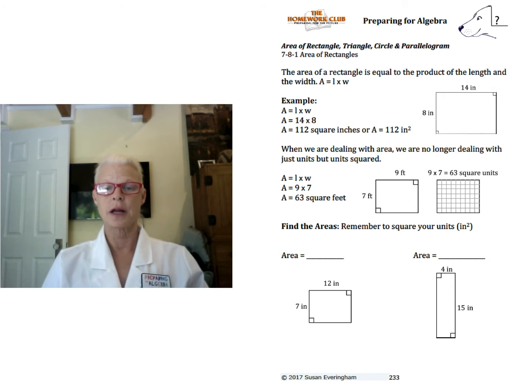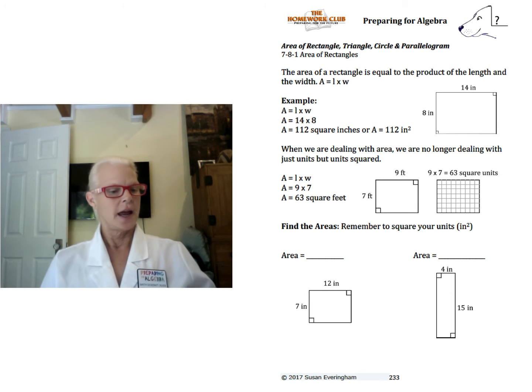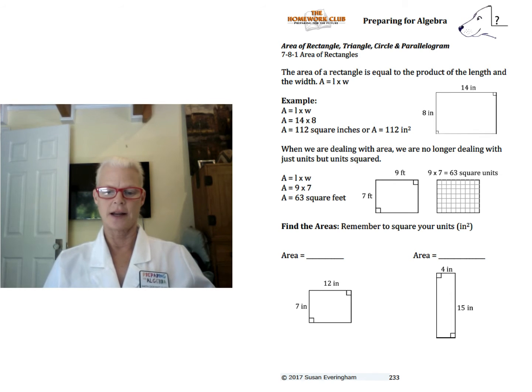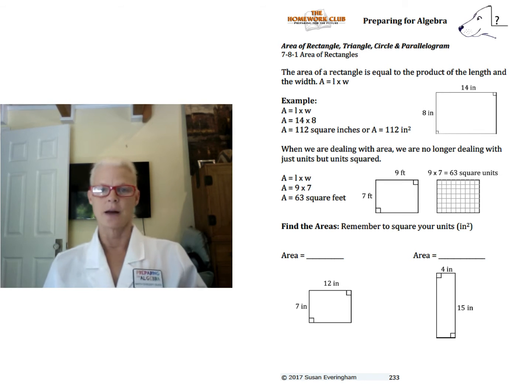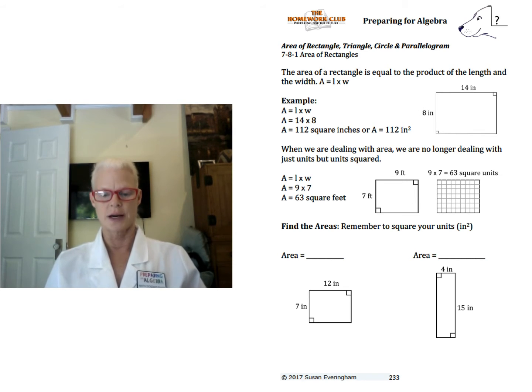Pages 233, 234, and 235 are about areas, and finding areas of rectangles and triangles. We're going to start there and then we're going to move on to circles. So the area of a rectangle is equal to the product of its length times its width, right? Length times width is the area of a rectangle.